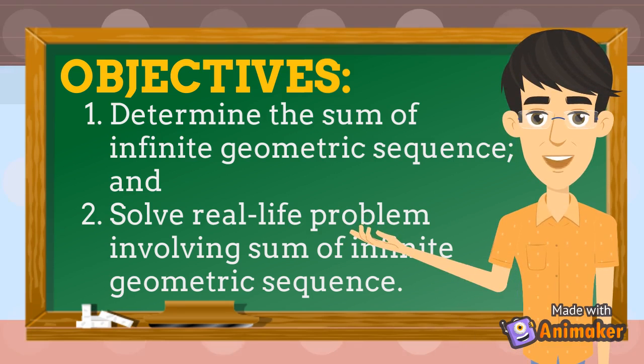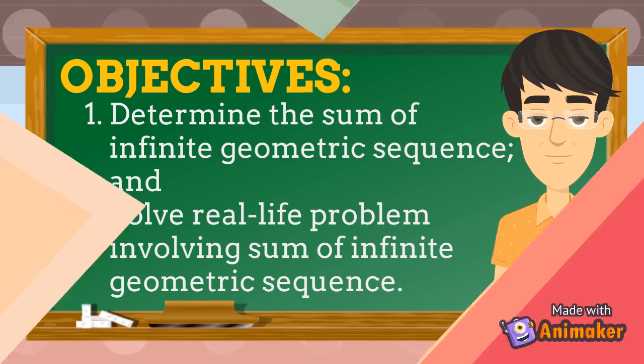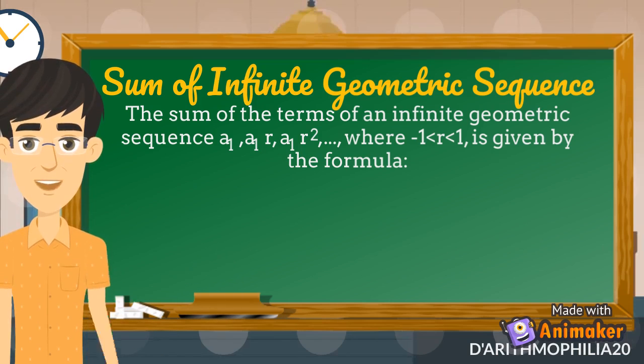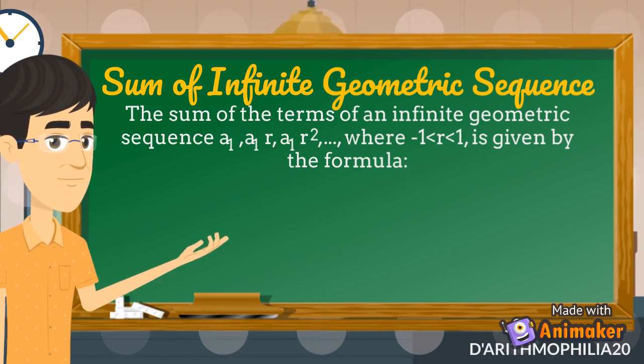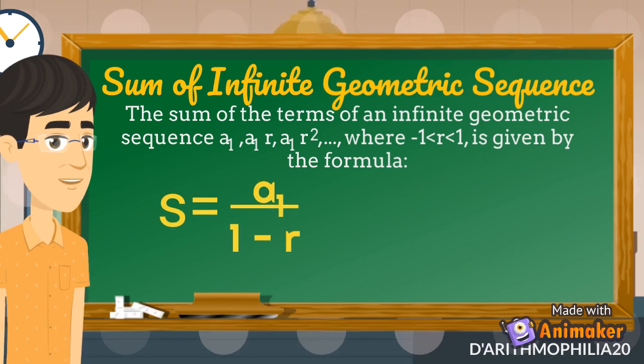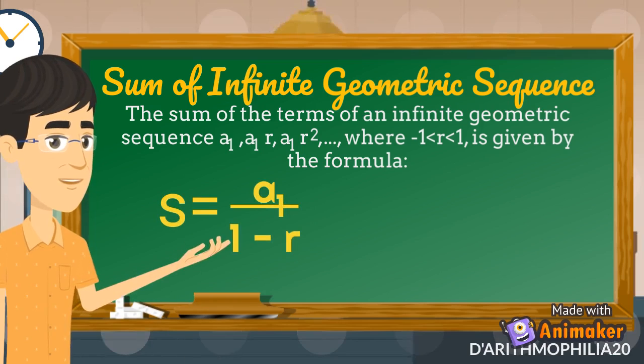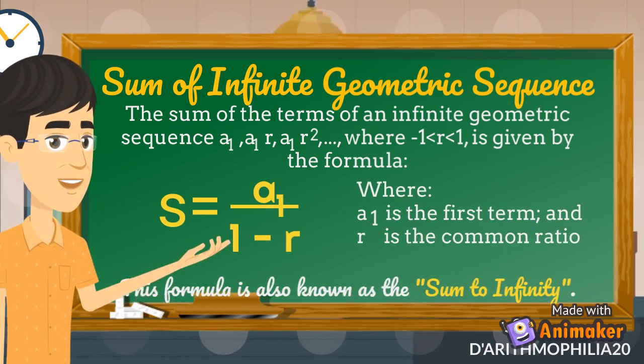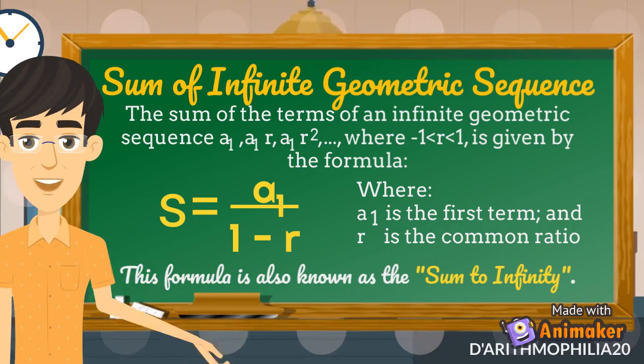Without further ado, let's now start our discussion, starting with the definition and formula to be used for sum of infinite geometric sequence. The sum of the terms of an infinite geometric sequence, a sub 1, a sub 1 r, a sub 1 r squared, and so on, where r is less than 1 but greater than -1, is given by the formula S is equal to a sub 1 over 1 minus r, where a sub 1 is the first term and r is the common ratio. This formula is also known as the sum to infinity.